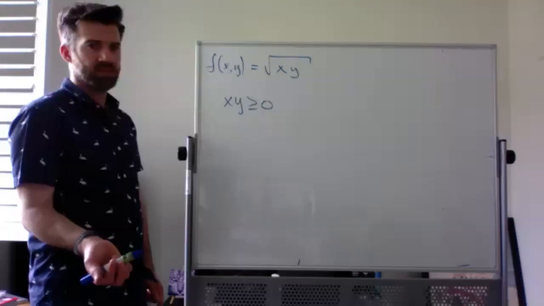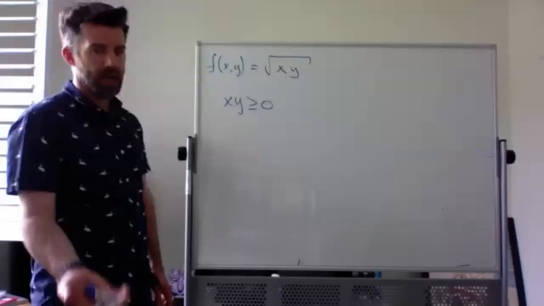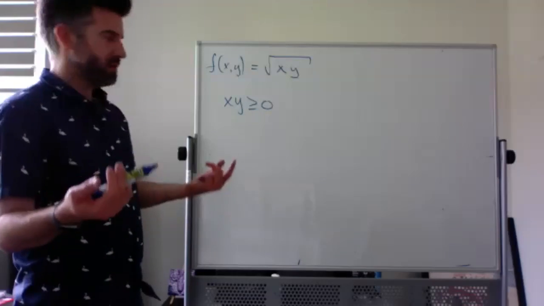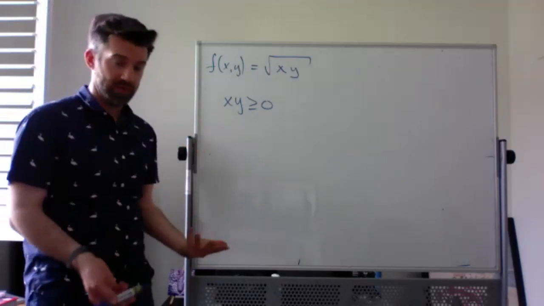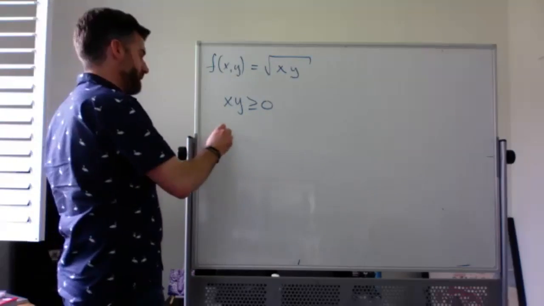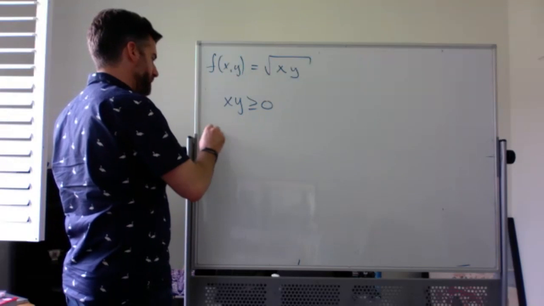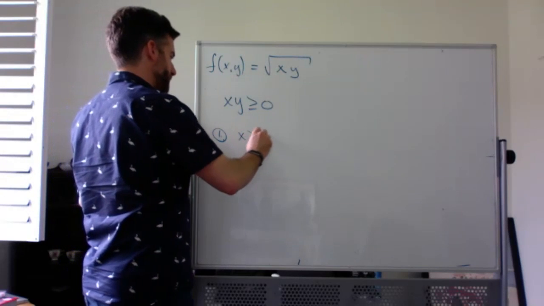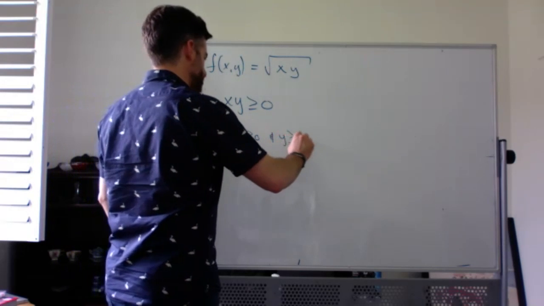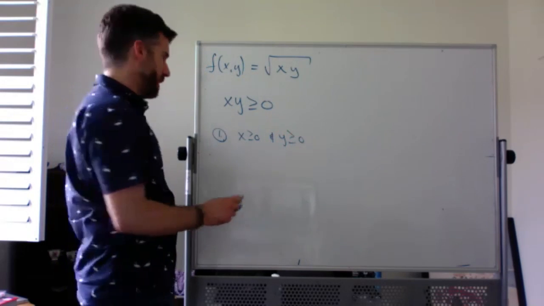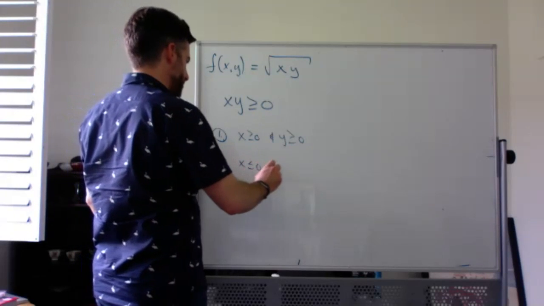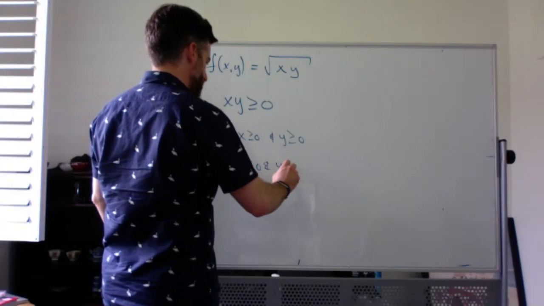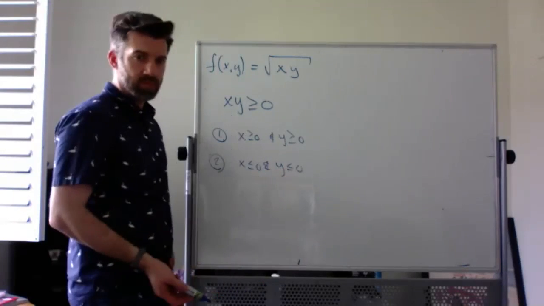Now, for a product of two things to be positive, they either both have to be positive or both have to be negative. So you either have option 1, x is greater than or equal to 0 and y is greater than or equal to 0. Or option 2, x is less than or equal to 0, y is less than or equal to 0. That's kind of it.